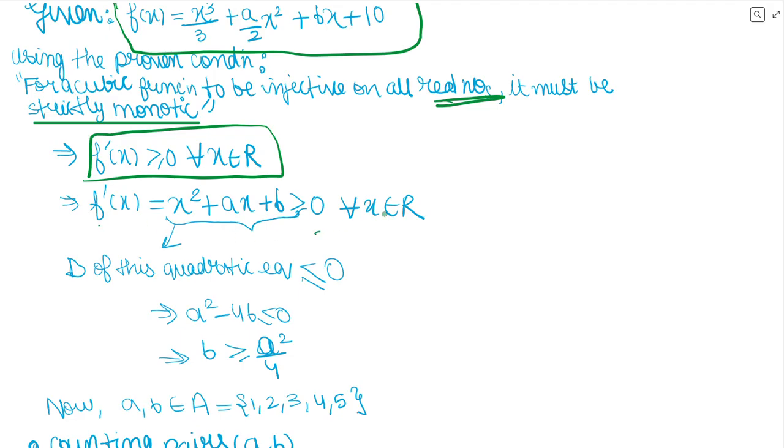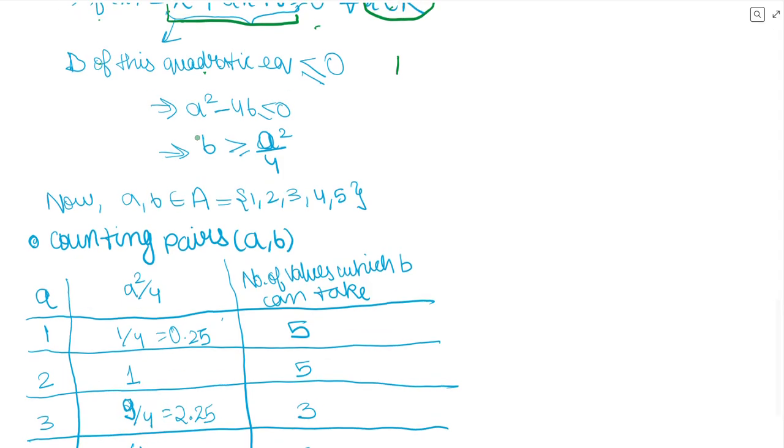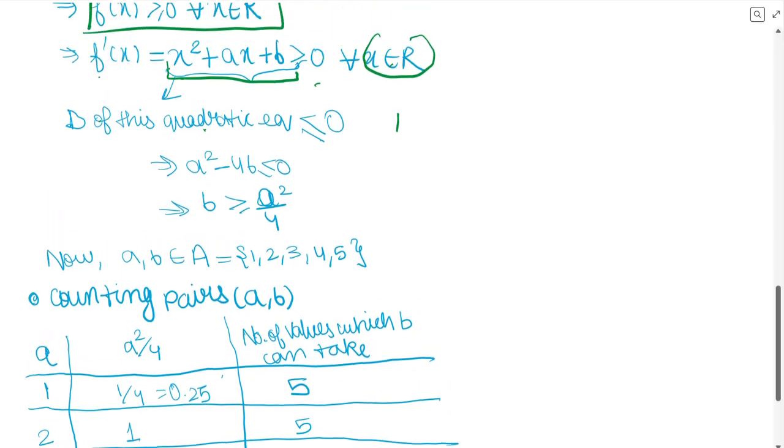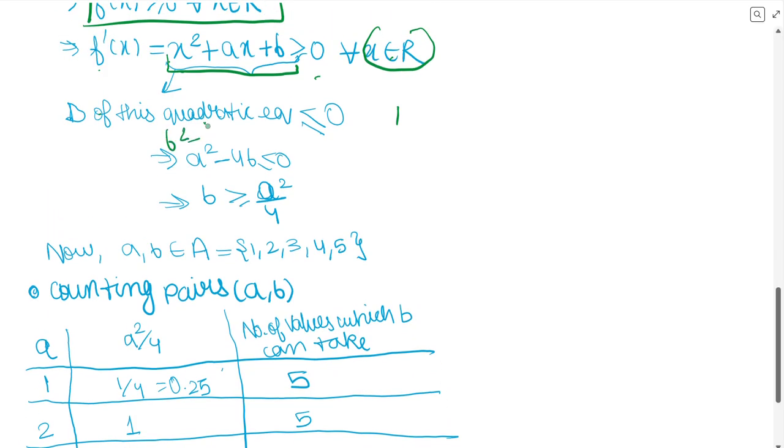So we are substituting again. Now, to ensure that for this quadratic equation, for all values of x belonging to R, whatever we substitute in this equation, the value of f'(x) must be greater than or equal to 0, how do we ensure that? The discriminant of this equation must be less than 0, or it can also be equal to 0. Then we substitute this. The discriminant is b² - 4ac, and here a is 1, and c is b.